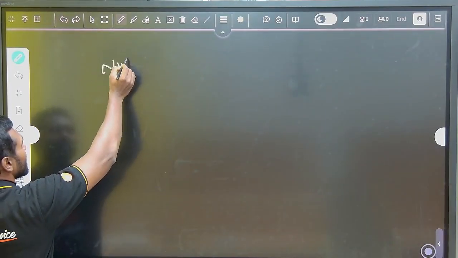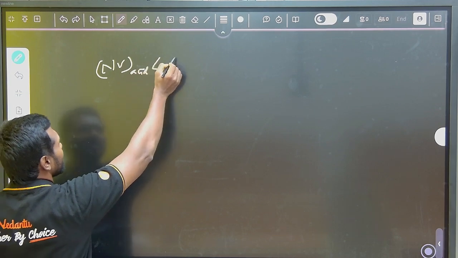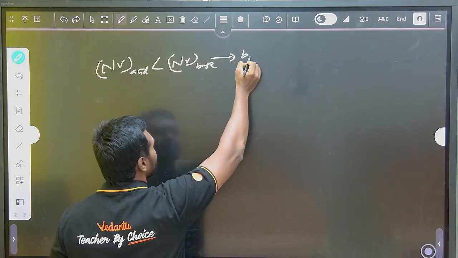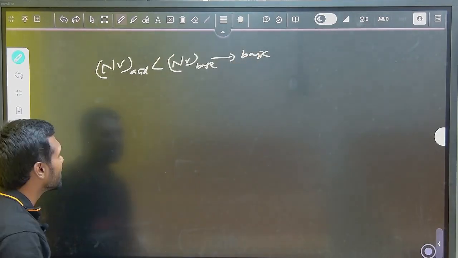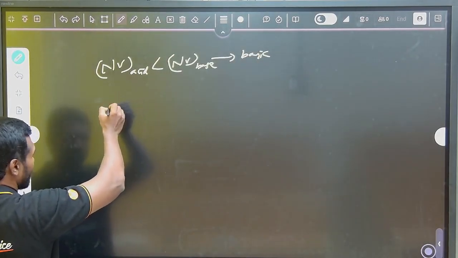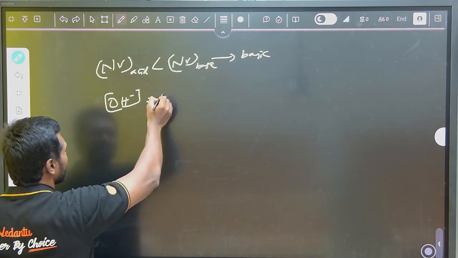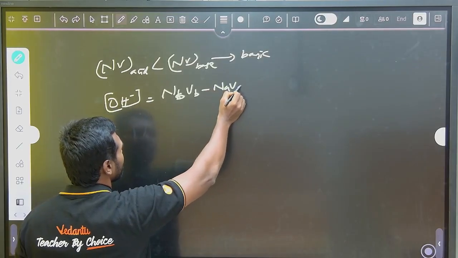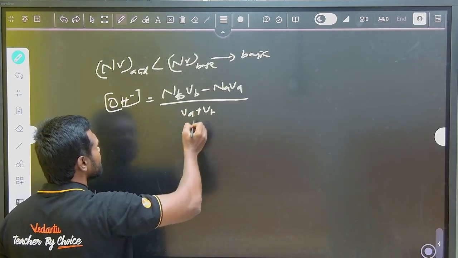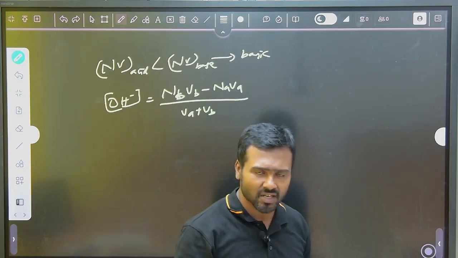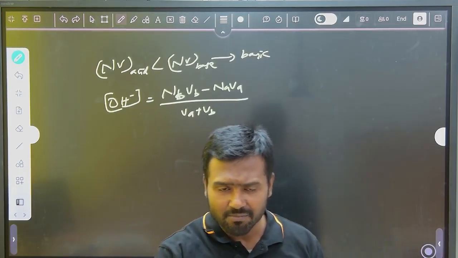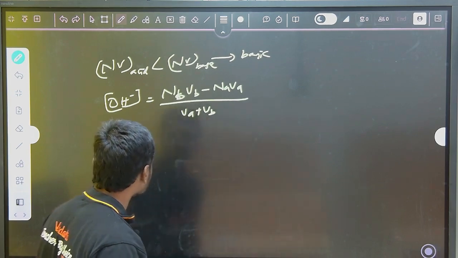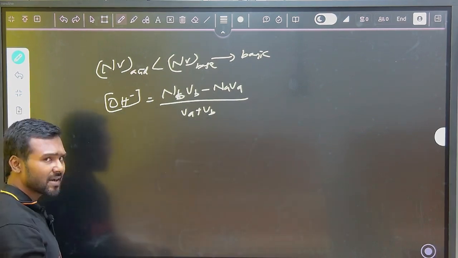If the gram equivalents of acid are less and those of base are more, then the resultant solution is basic. Then you can find the OH minus ion concentration, which is equal to NbVb minus NaVa by Va plus Vb. This is to find the OH minus ion concentration when the gram equivalents of base are greater than those of acid.